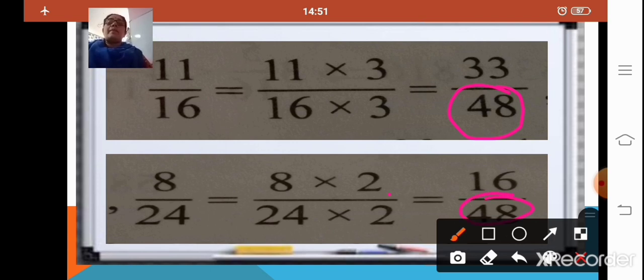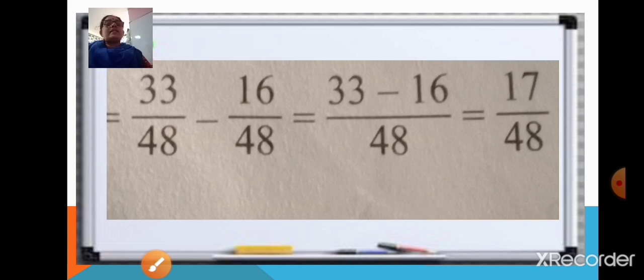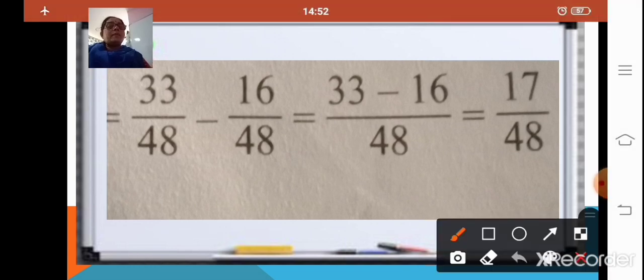You will subtract. So 33 minus 16. Now 33 minus 16 is 17 upon 48. 33 upon 48 minus 16 upon 48. That is equal to, go step by step children, 33 minus 16 upon 48. That is equal to 17 upon 48.